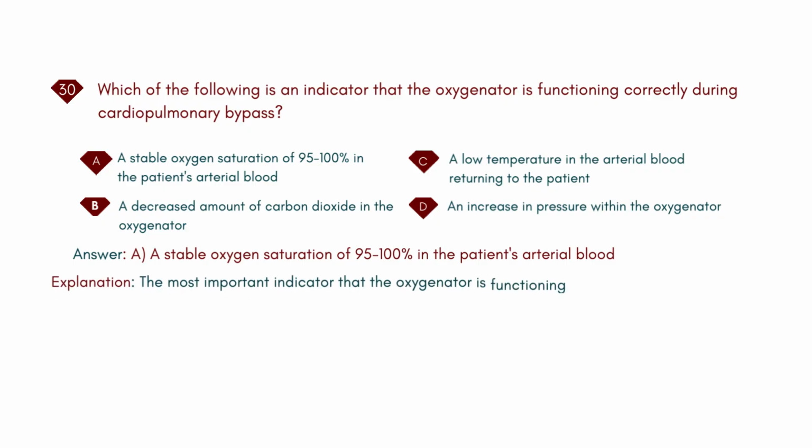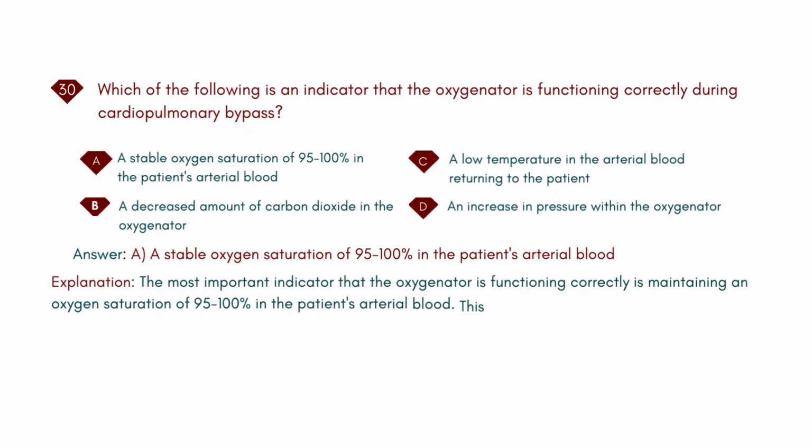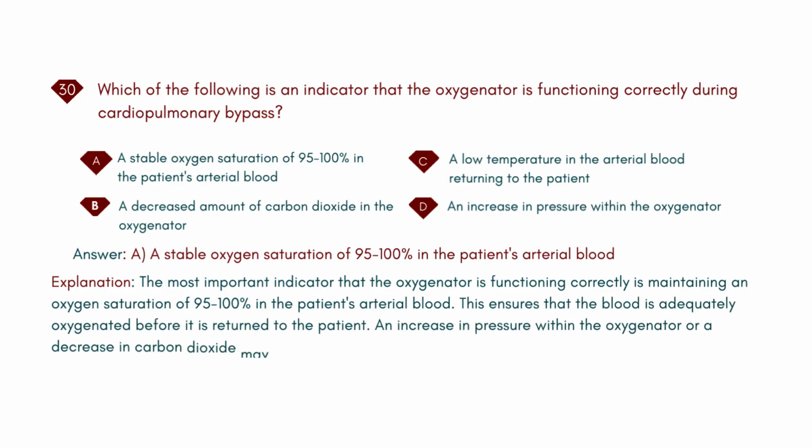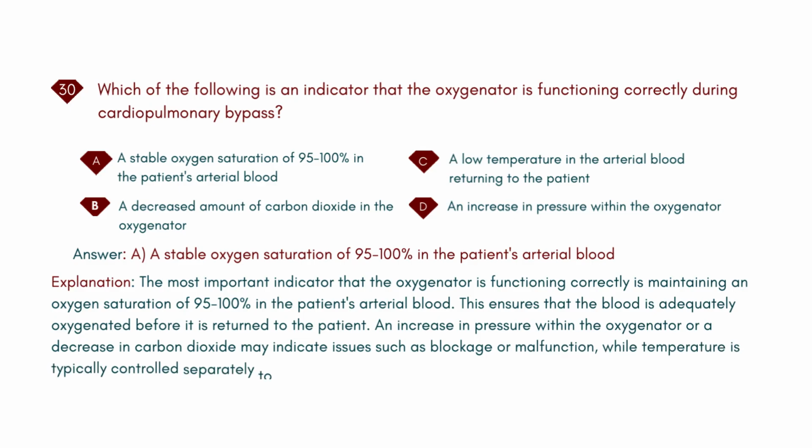Explanation: the most important indicator that the oxygenator is functioning correctly is maintaining an oxygen saturation of 95 to 100% in the patient's arterial blood. This ensures that the blood is adequately oxygenated before it is returned to the patient. An increase in pressure within the oxygenator or a decrease in carbon dioxide may indicate issues such as blockage or malfunction, while temperature is typically controlled separately to manage organ protection.